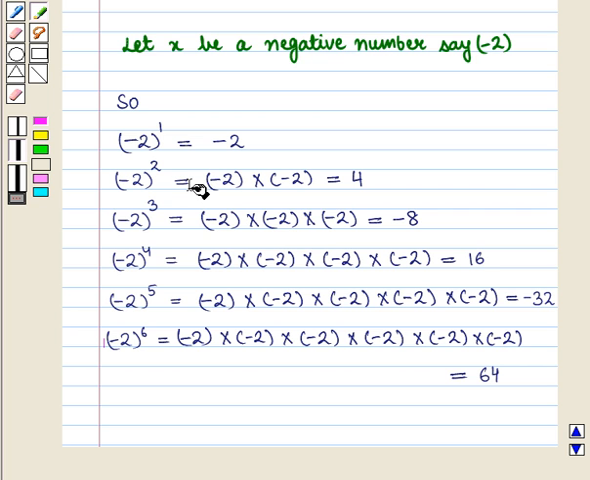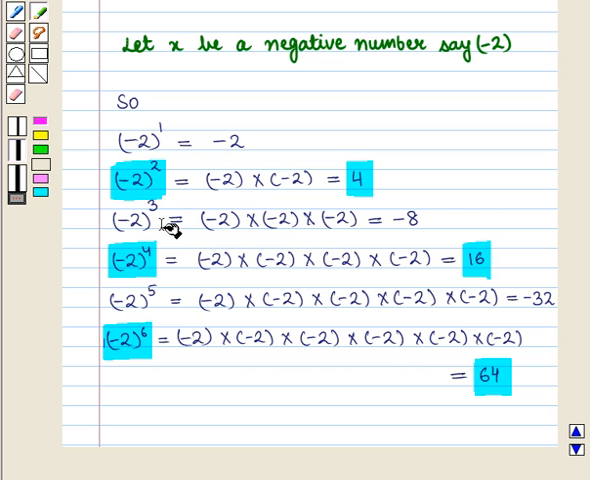So we observe that when we raise a negative number to an even power, we obtain positive numbers only. See, -2 whole square is 4. -2 whole raised to power 4 is 16. And -2 whole raised to power 6 is 64.